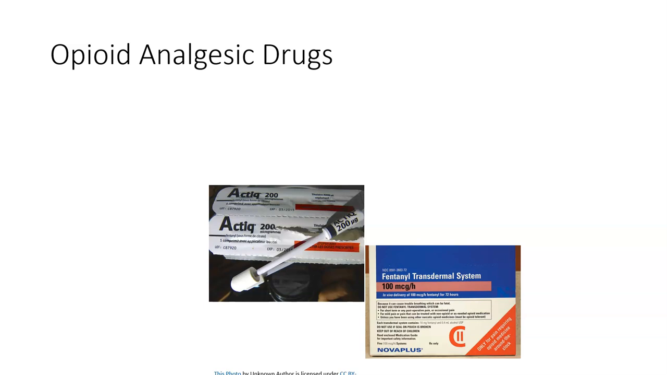Now, Duragesic being a transdermal patch, the patient puts it on and it stays in place for 72 hours. So they use it, the patch stays in place for 3 days. Before applying their next patch, they need to remove their old patch and then put their new patch on.